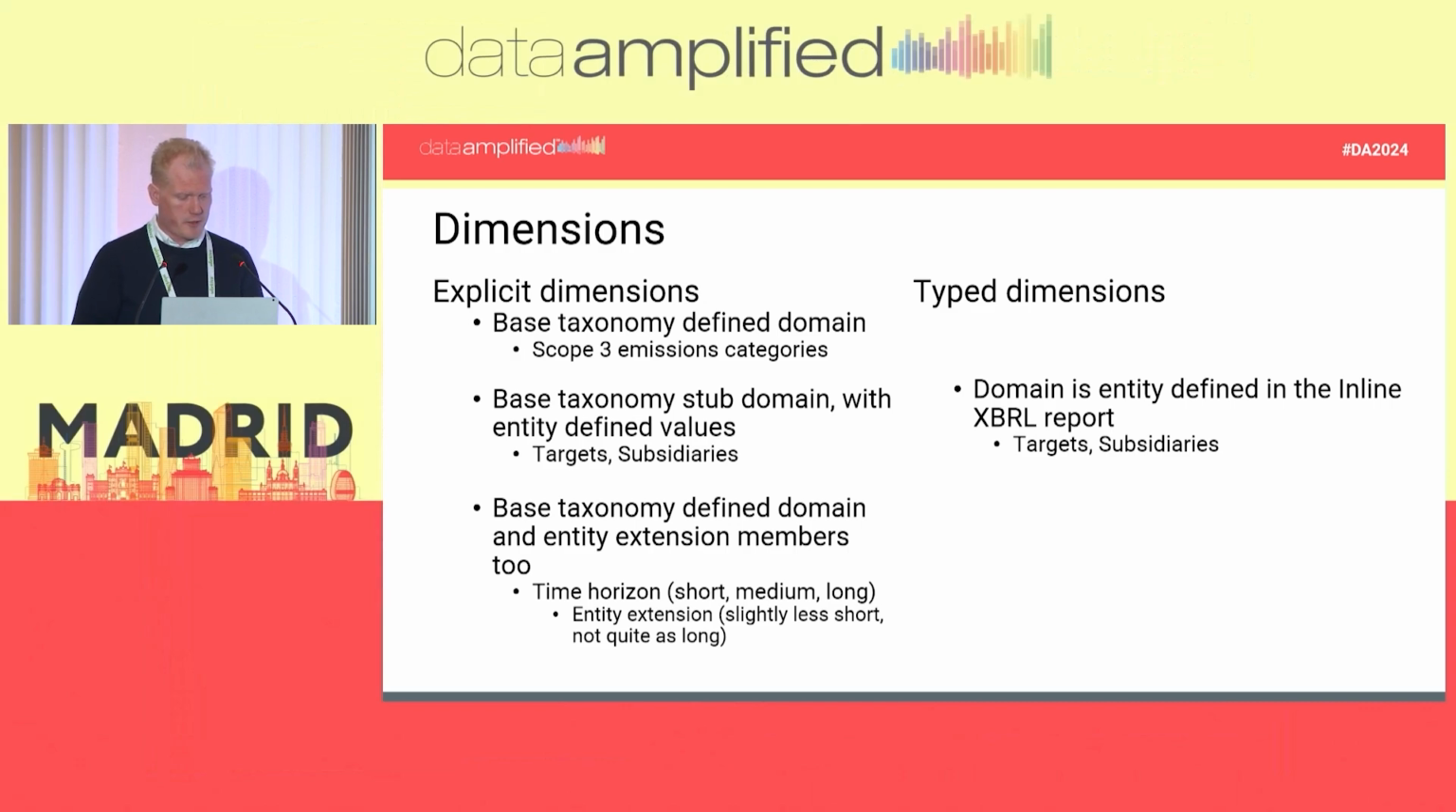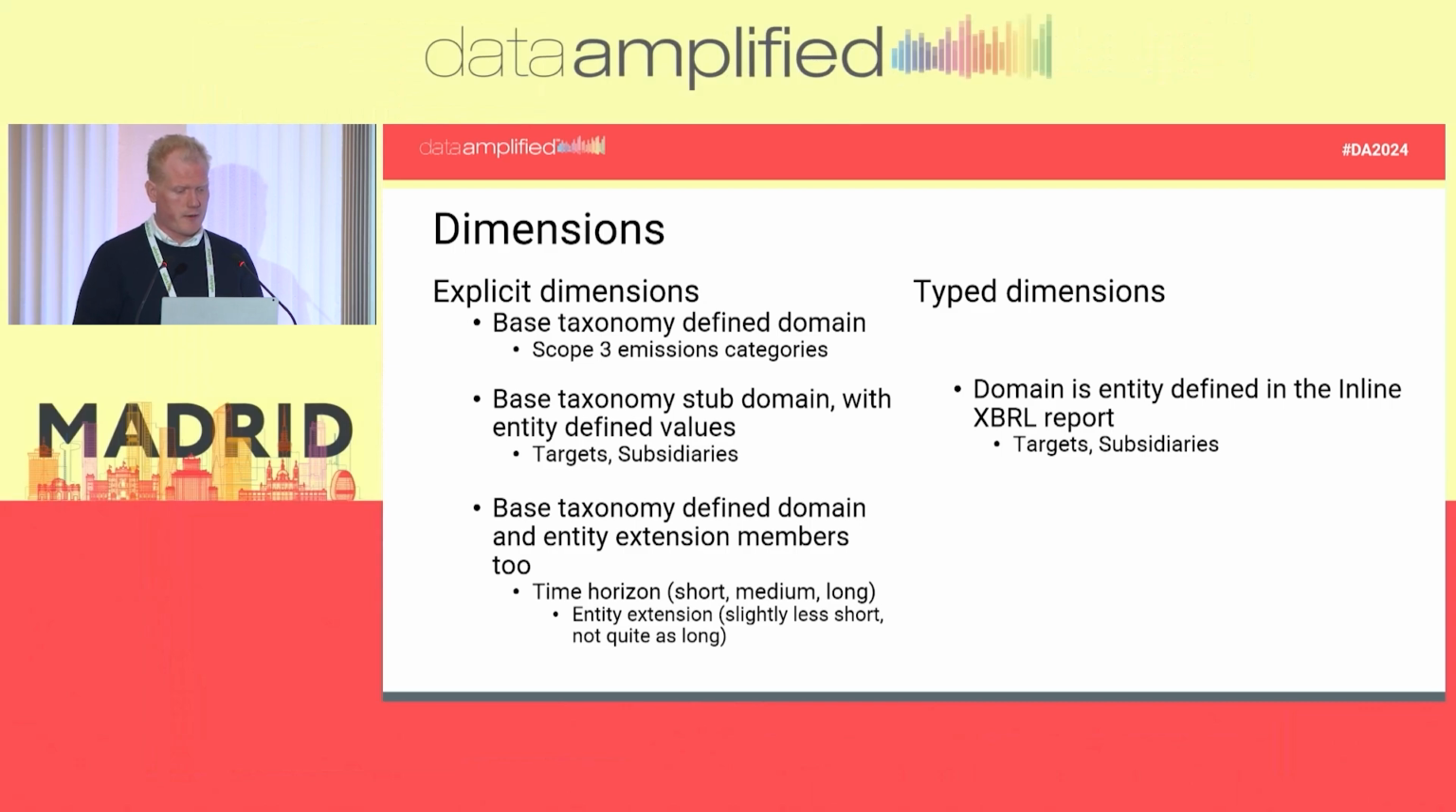So within explicit dimensions, we have three different ways of looking at them. I've sort of limited it to these examples. The base taxonomy can define the domain. That makes sense for Scope 3 emissions categories. They're defined by the GHG Protocol. You wouldn't expect anyone to extend them. Great. Then you've got base taxonomy stub domain, so targets. Targets are all entity defined in ISSB. ESRS has some built-in targets, but it also lets you define your own.